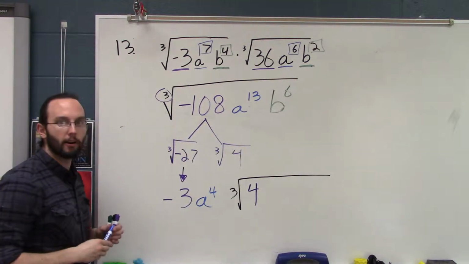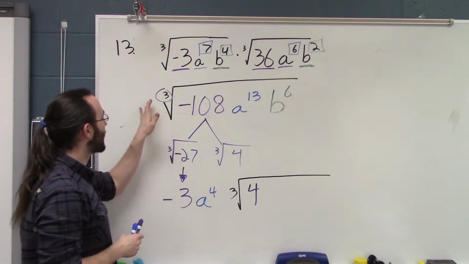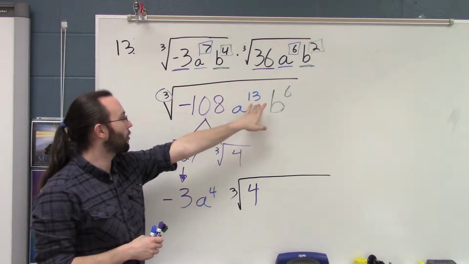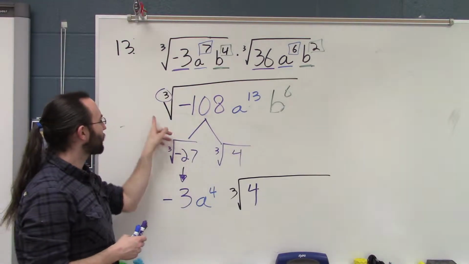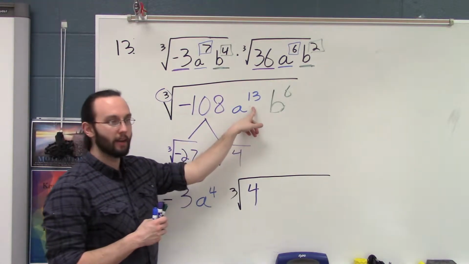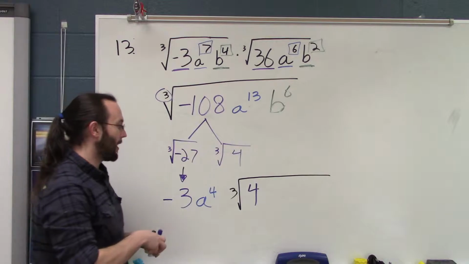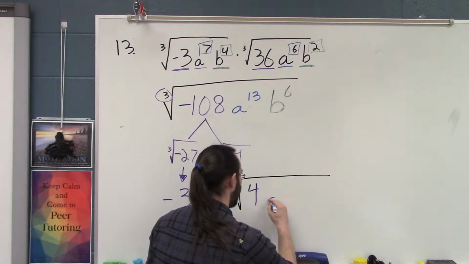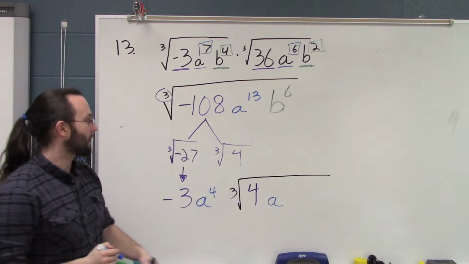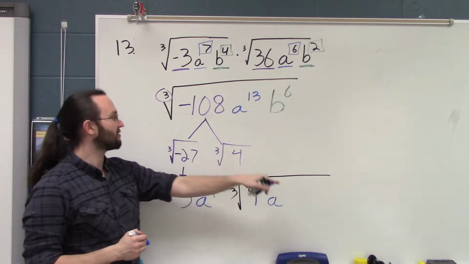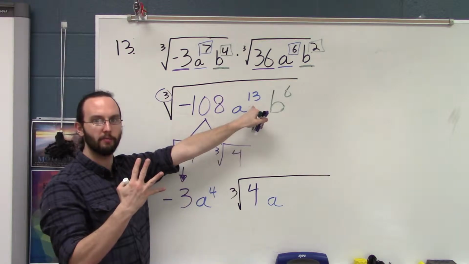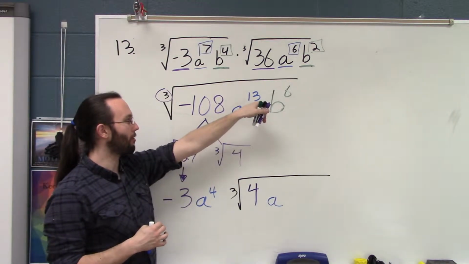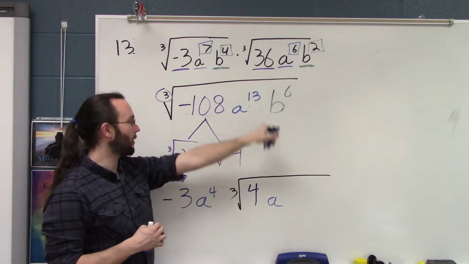So when you're playing with variables, it's very much that game. How many times does our index go into that exponent? So 4 of them come out. The problem is 3 doesn't go into 13 evenly, so we're going to have an a left behind. Again, we have one a left behind because there's one left over in the middle school game. 3 goes into 13 4 times, but 3 times 4 is 12, not 13. So there's the 1 left behind.